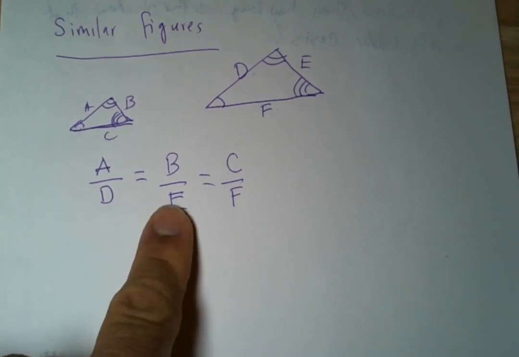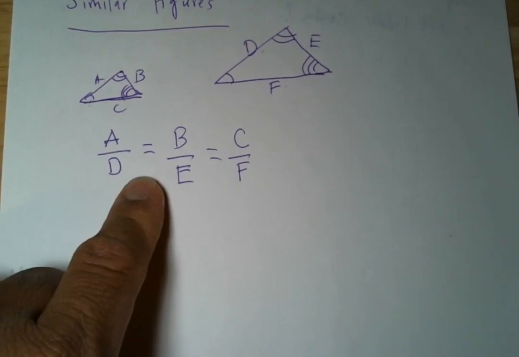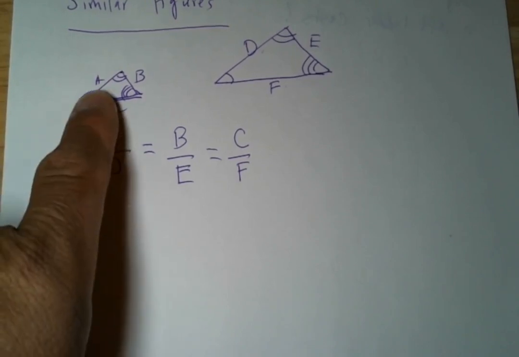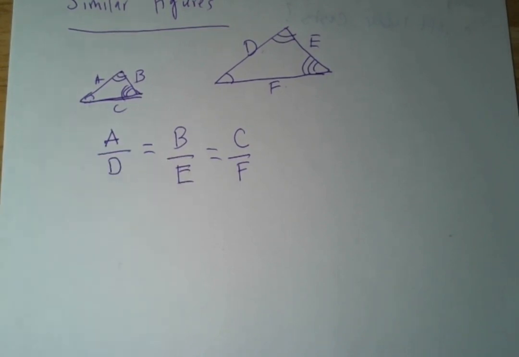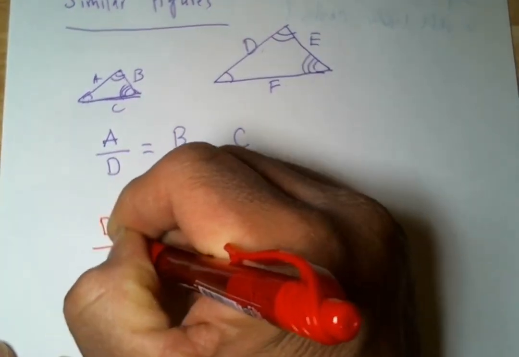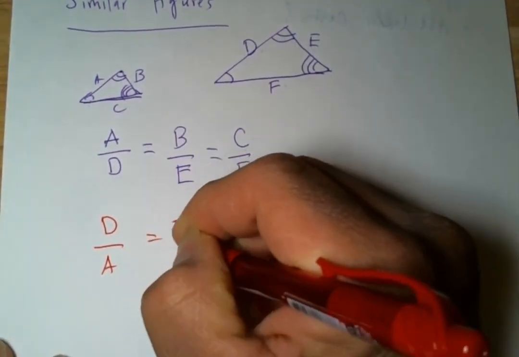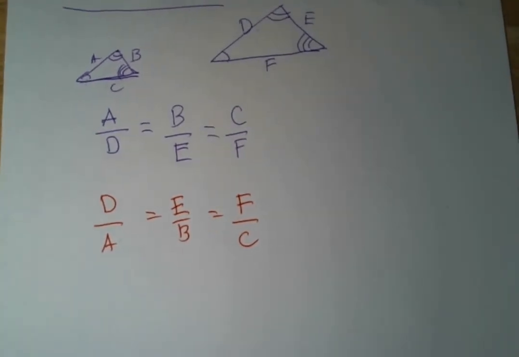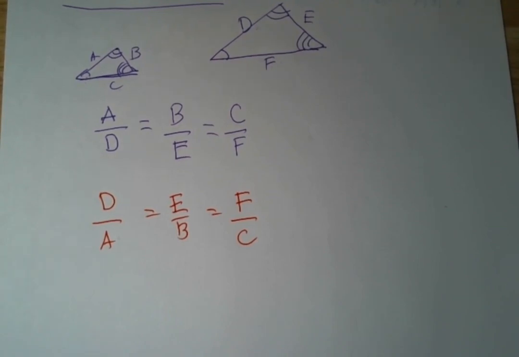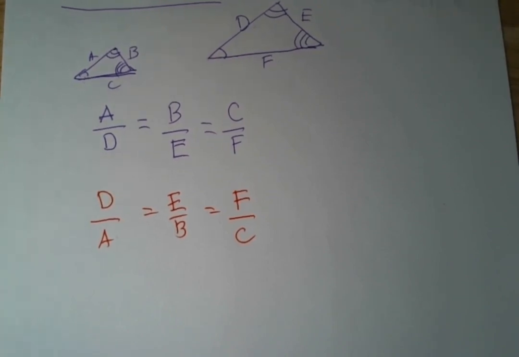Again, I made a point about all the smaller sides being in the numerator, but this was chosen arbitrarily. You can just as easily write the relationship as D over A equals E over B equals F over C. That is equivalent. It is the same. So don't worry about which one's in the numerator and which is in the denominator. Just choose the one that you want, and then be consistent throughout the whole problem.